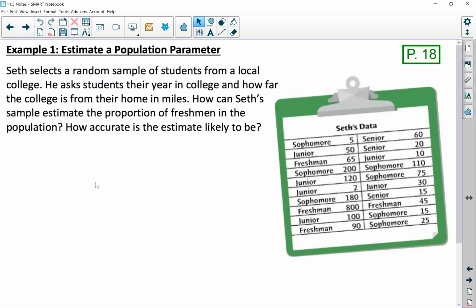All right, so Seth selects a random sample of students from a local college. He asks students their year in college and how far the college is from their home in miles. How can Seth's sample estimate the proportion of freshmen in the population, and how accurate is the estimate likely to be? So if we look at Seth's data, and we want to know the number of freshmen, I'm just going to highlight if someone is a freshman or not.